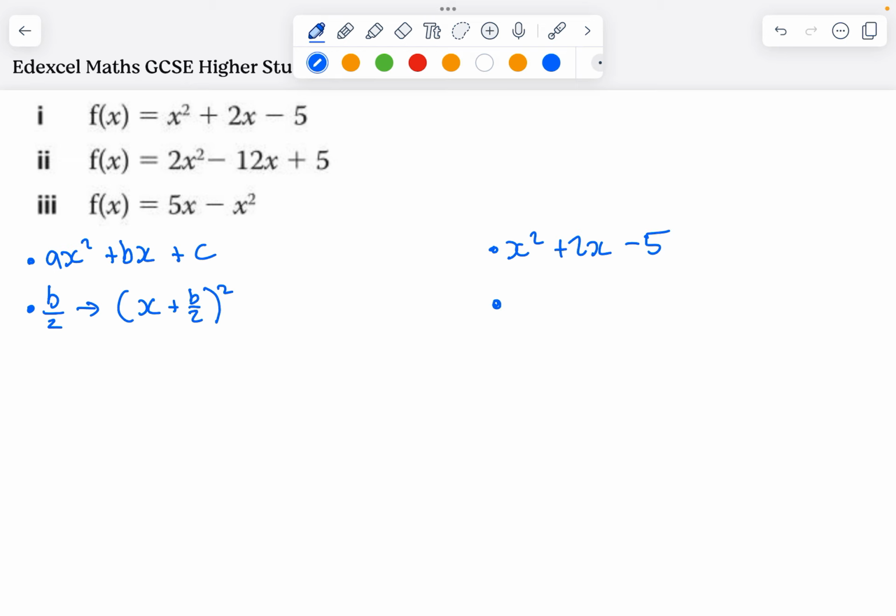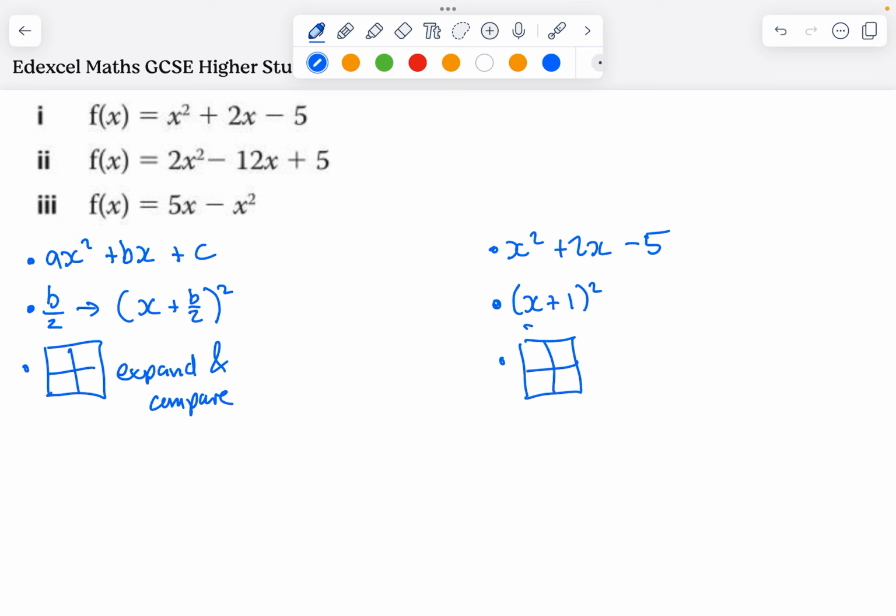I'm going to take half of b, which is 1. X plus 1 all squared. Okay, now I'm going to expand and compare. Okay, so if I expand x plus 1, I get x squared, x, and 1. So that means that x plus 1 squared is x squared plus 2x plus 1.